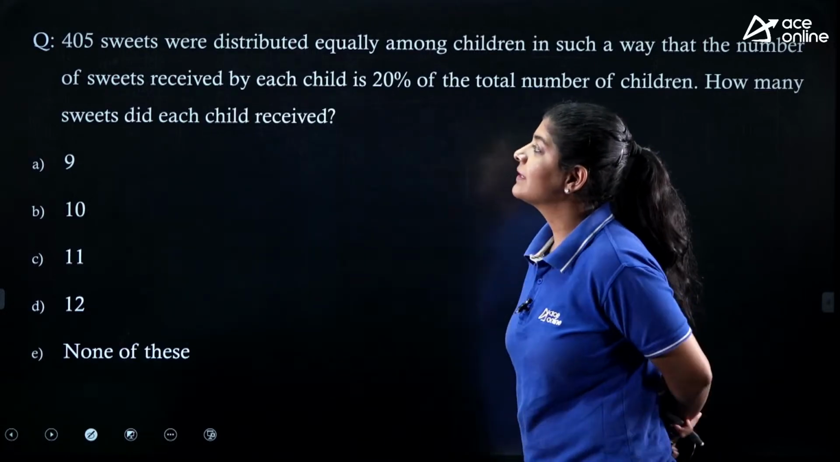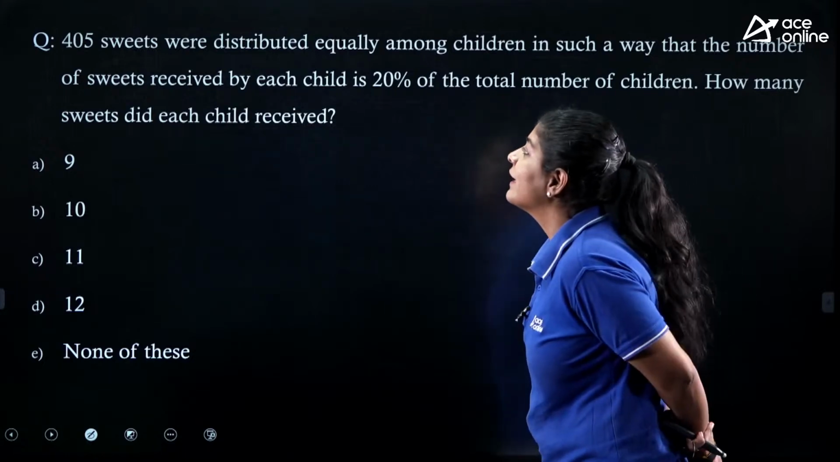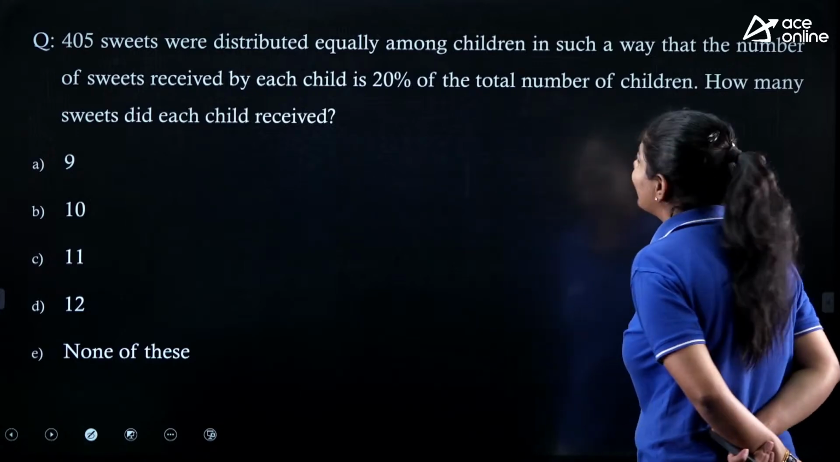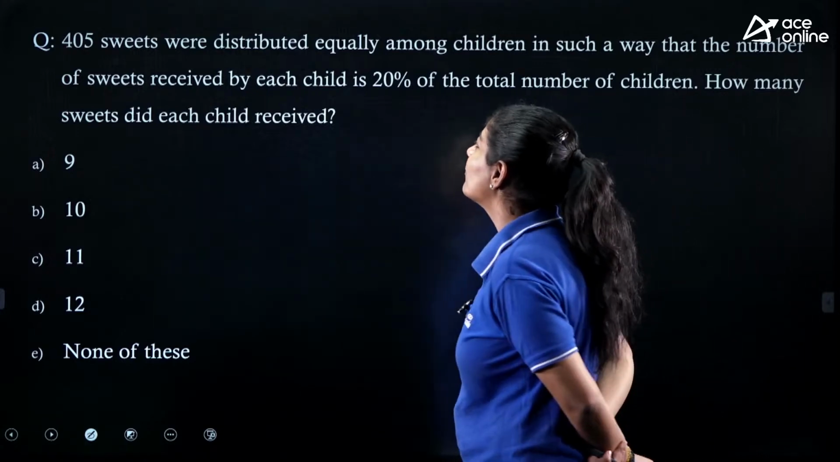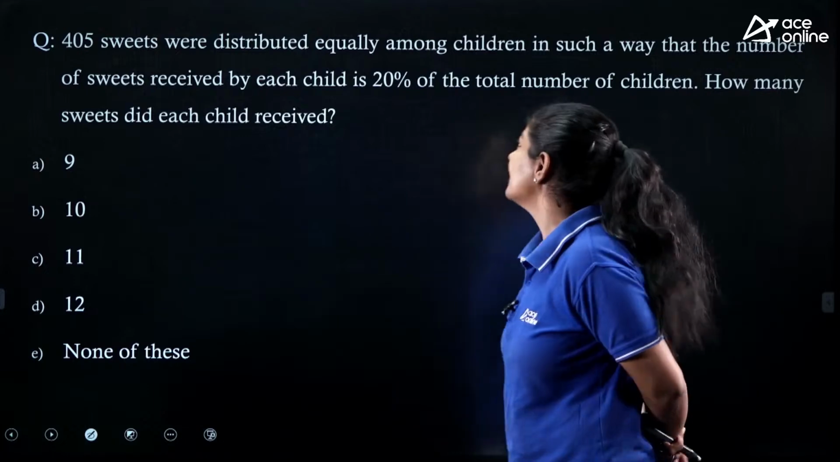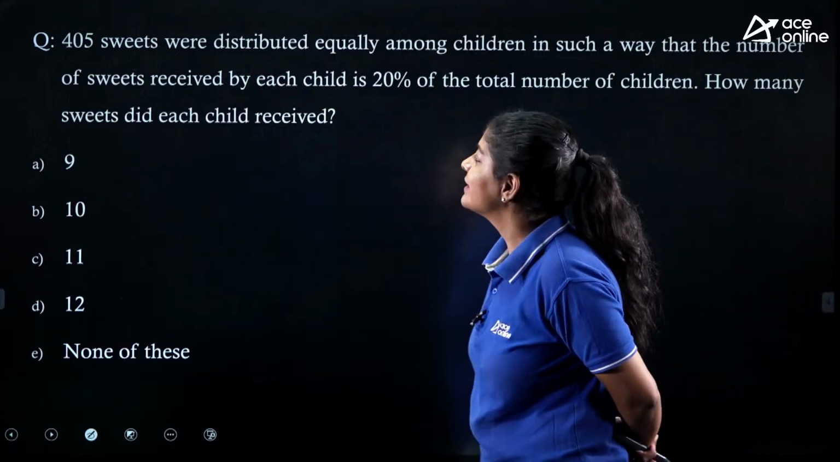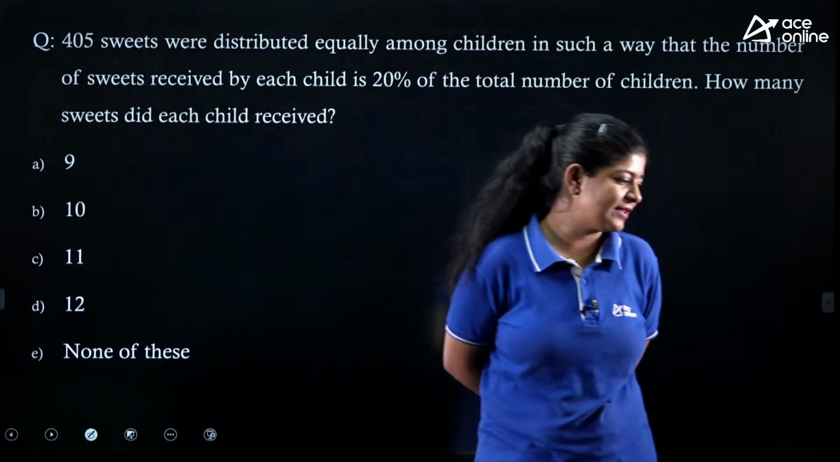The first problem says that 405 sweets were distributed equally among children in such a way that the number of sweets received by each child is 20% of the total number of children. How many sweets did each child receive? This is a very easy one.